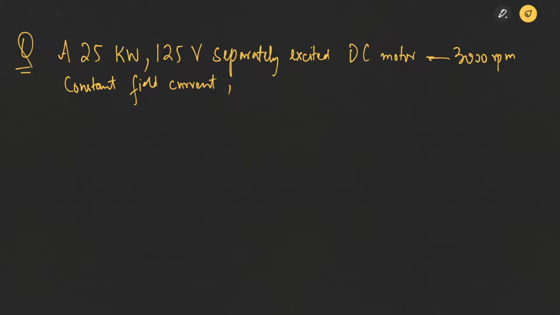Such that the open circuit armature voltage is 125 V. The armature resistance is 0.02 ohms, Ra is equal to 0.02 ohms, and therefore compute the armature current.